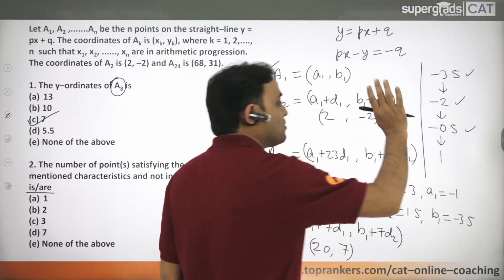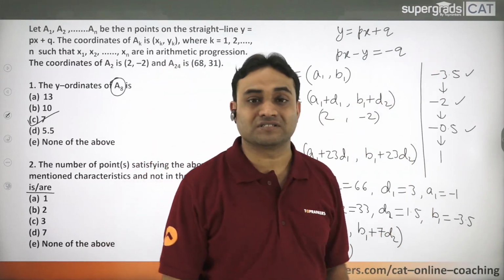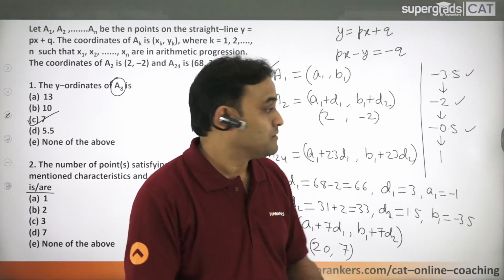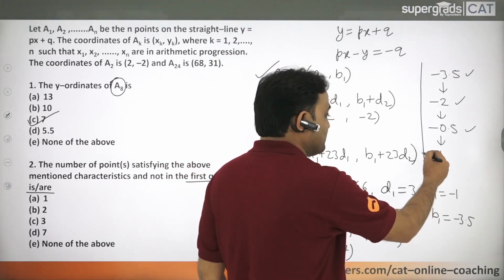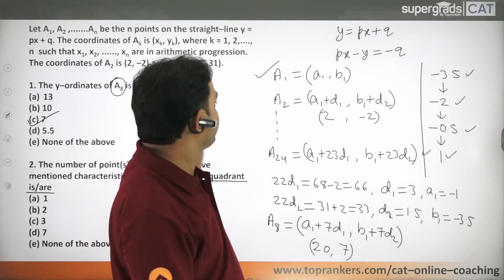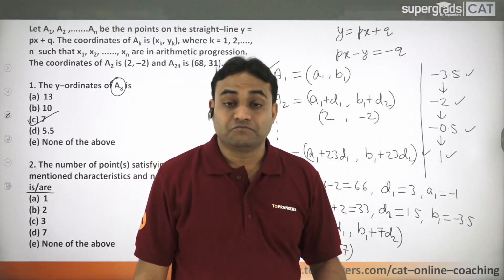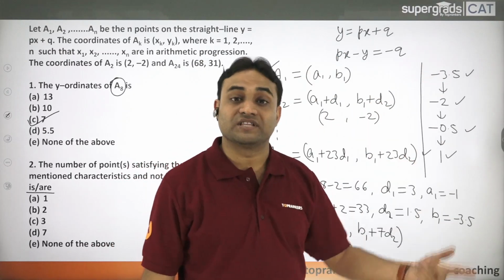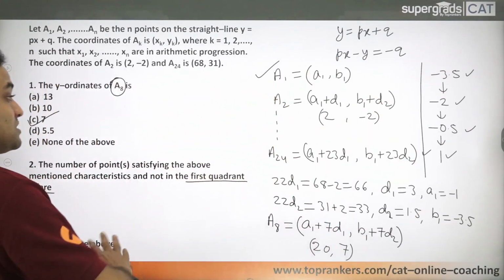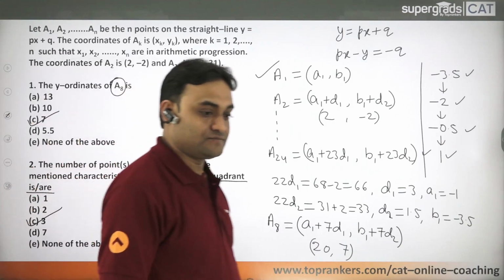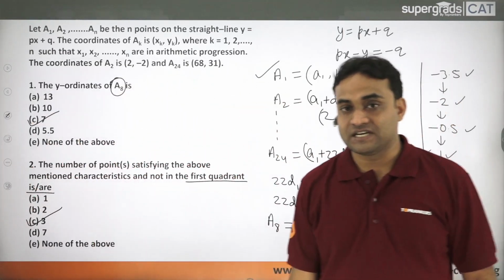But as the y coordinate is negative, there are 3 points we can say which won't be lying in the first quadrant. After this, the x coordinate will be positive, the y coordinate will be positive, and so on. So all the points A4 and onwards will be in the first quadrant, but A1, A2, A3 will be in other quadrants, not in the first quadrant. So how many points are there? 3. Option C is correct. I hope this is clear.